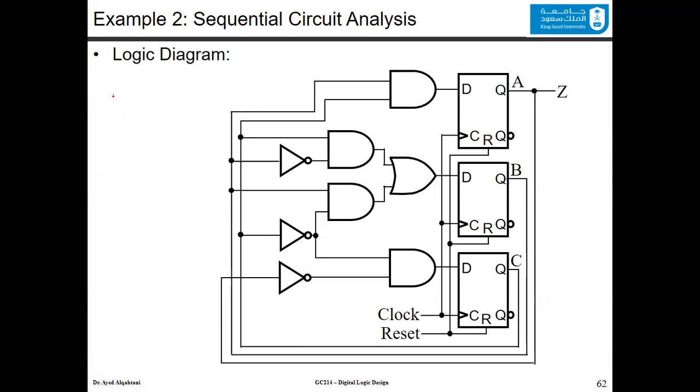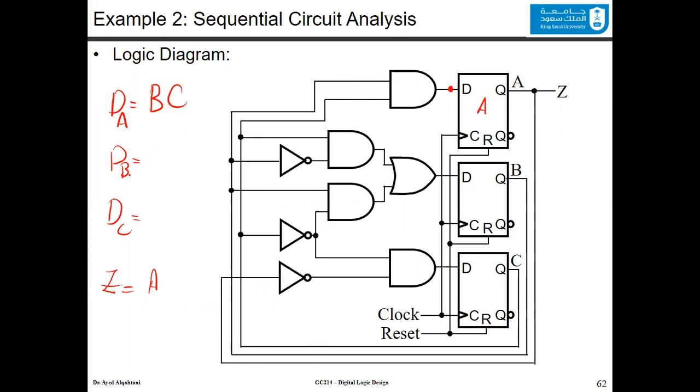So the first one would be dA, the next state equation for A, which is this. You could find it starting from this point. We will find dB as well and dC. And clearly the output function Z is equal to A here. Now for DA, this is DA. Sometimes you write the letter here, sometimes you write it here. DA is the AND between, you follow this line, you find that this is B, and the other line is C. So this is B, C.